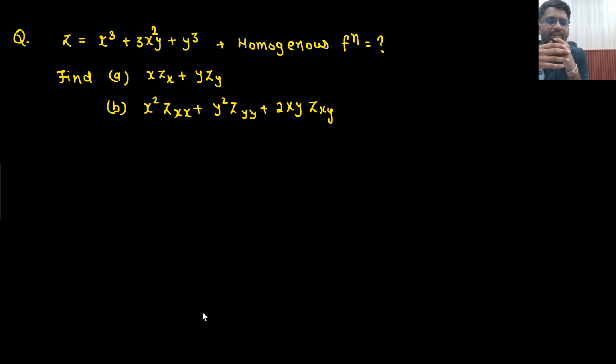This function z is given. First of all, you need to let me know whether it is a homogeneous function. If it is a homogeneous function, then what is its degree? And then you need to find out these values. Okay. So first of all, let's check the homogeneity.